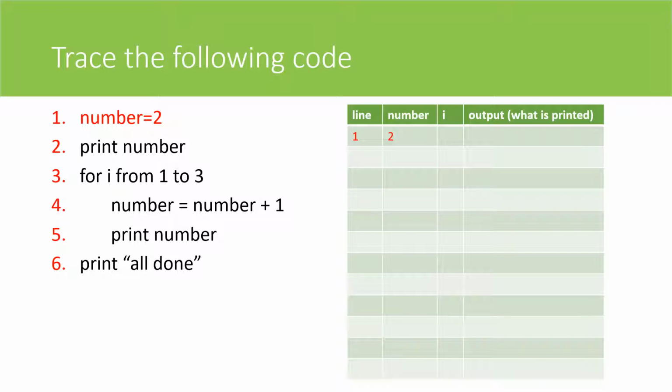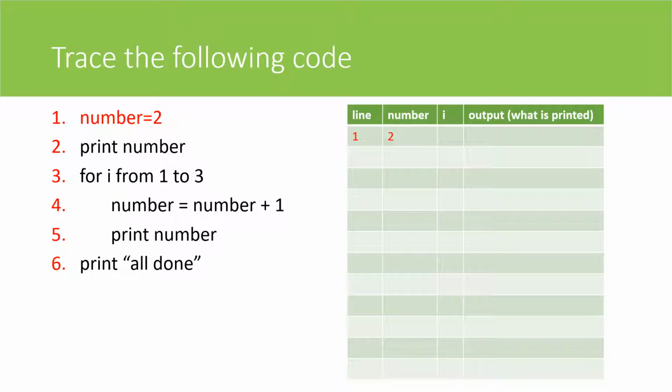So what we're going to do is show a demonstration of how we trace through a piece of code. So we have a bit of code here. It assigns the variable number a value of 2, prints the number out, and then it has a for loop that goes from 1 to 3, which adds 1 to the value and then prints the new value for number. And at the end, when the program finishes, it prints "all done". So we're going to trace this code line by line, step by step.